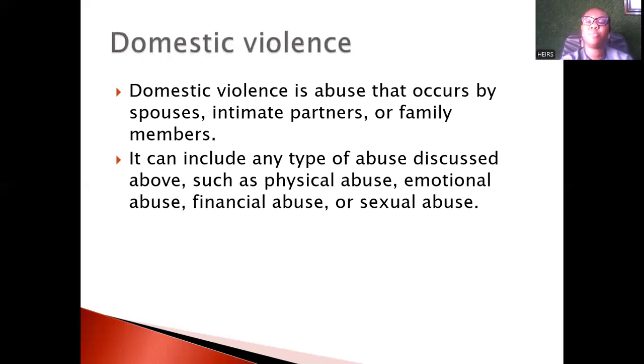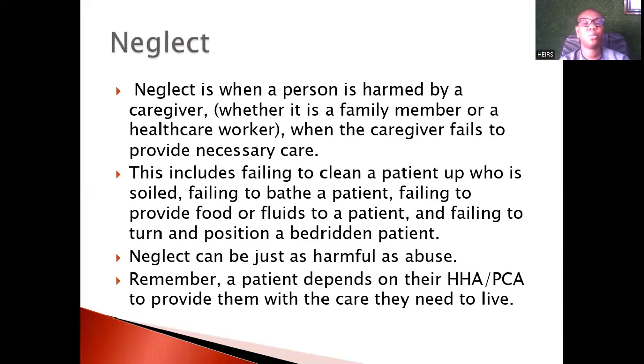Domestic violence is abuse that occurs by a spouse, an intimate partner, or a family member. And it could include any type of abuse that has been discussed earlier. It could include physical, emotional, financial, or sexual abuse. These are called domestic violence if they occur within the context of the patient's family or intimate partner relationship. Now, what is neglect?